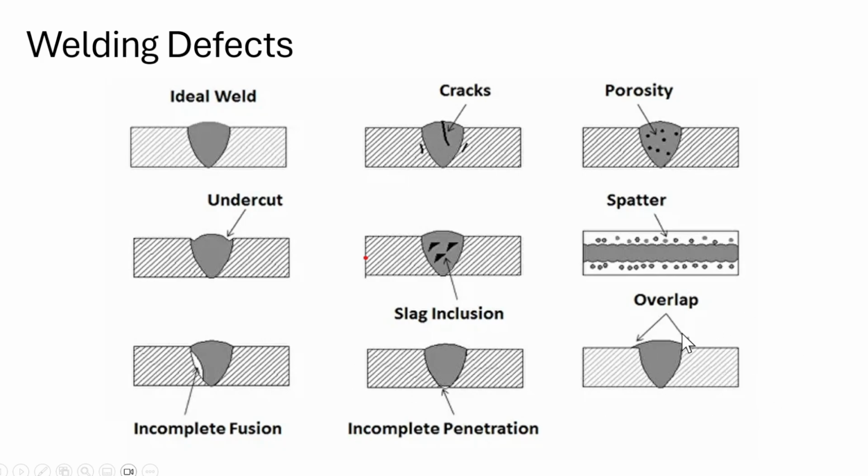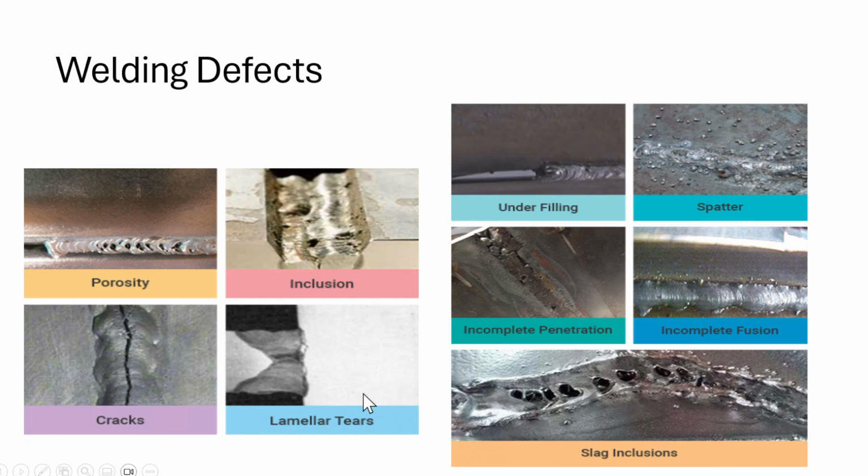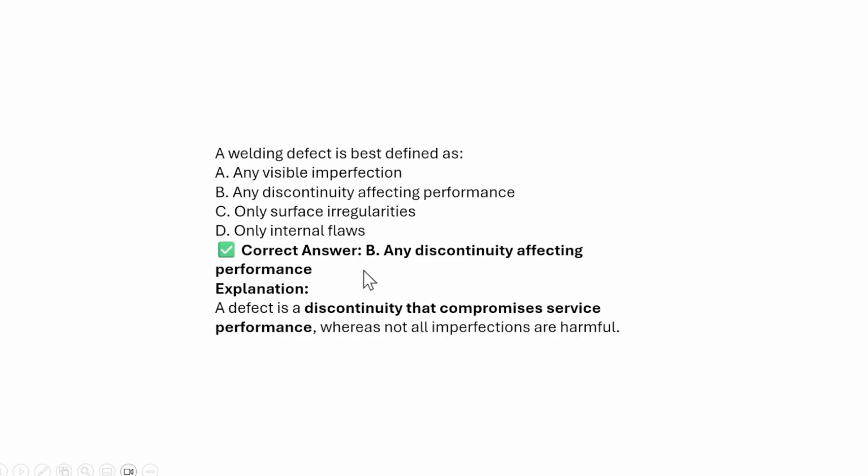All of these come under the welding defects. So you can see how the different welding defects look. So here is the porosity, inclusions, cracks, lamination tearing, slag inclusion, incomplete penetration, underfilling, spatter, incomplete fusion. All of these are welding defects. Okay, so now we will see some of the problems.